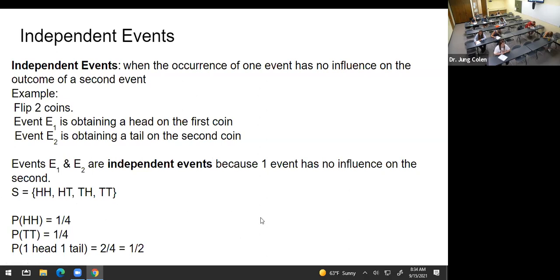So the outcomes should be head-tail, head-head, tail-head, or tail-tail. This is all part of the outcomes. That's our sample space. What is the probability of getting two heads? It's 1 time out of 4. It's 1/4. Getting two tails, 1/4. Getting 1 head and 1 tail: this is 1 head and 1 tail, and that's also 1 head and 1 tail, right? It's gonna be 1/4 plus 1/4. Are you following me? Okay, so it's gonna be 1/2.